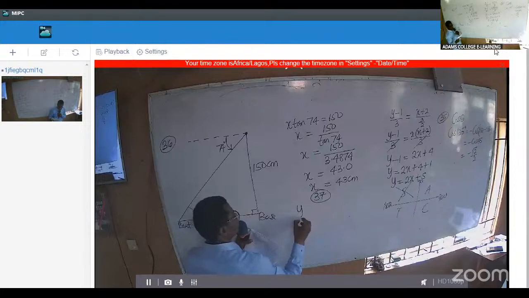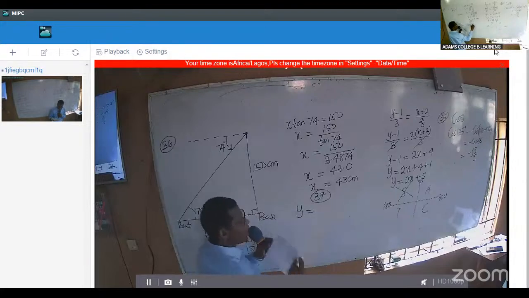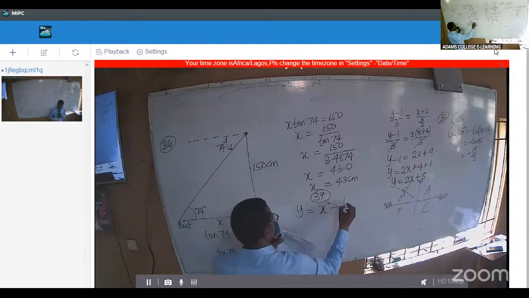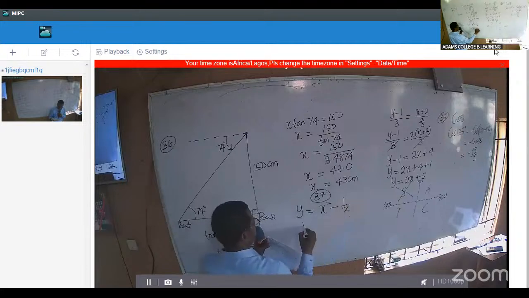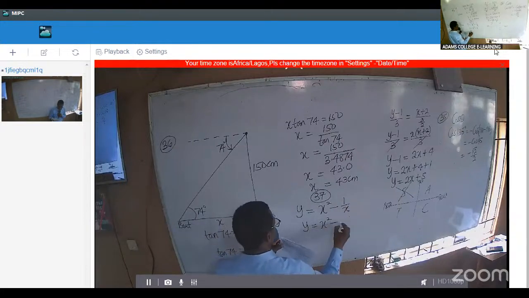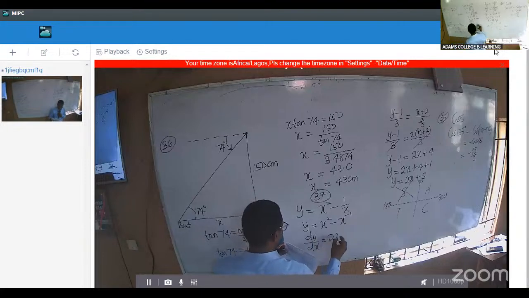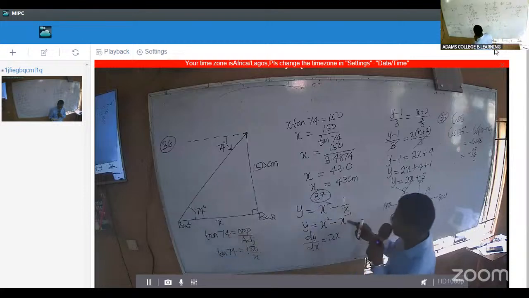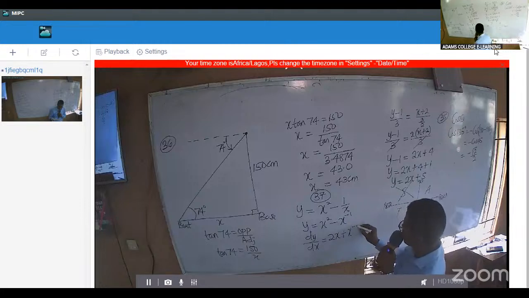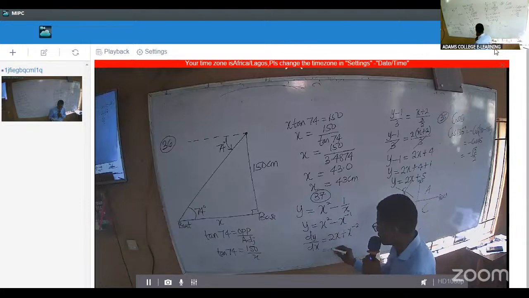Our y is s squared minus 1 over x. That s will go up. We now have y is what? s squared minus s minus 1. The y, if I differentiate s squared, what will I get? This minus will come down. Do we agree? Minus minus is plus. Subtract 1. What do you have? Minus 2. So what's the answer now? 2s plus 1 over s squared.